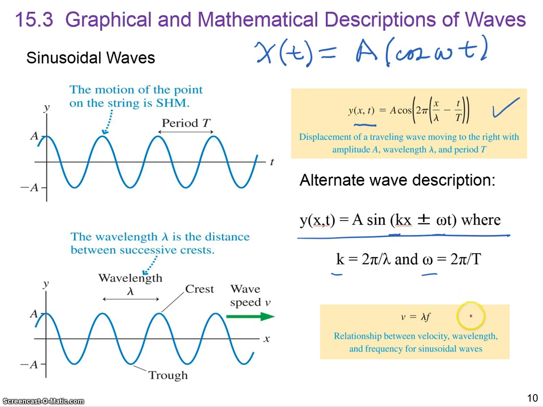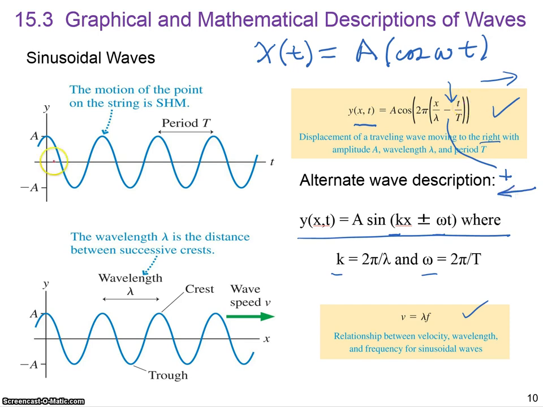Also, the relationship for velocity, I think we've seen that before. If not, it's the wavelength times the frequency gives you a constant for the velocity of the wave. Something else to note about this formula: it says this is a formula for displacement of a traveling wave moving to the right with amplitude A, wavelength lambda, period T. This minus sign here means the waveform is moving to the right. If this sign happened to be a plus, the waveform would be moving to the left. So that's something you need to note there.